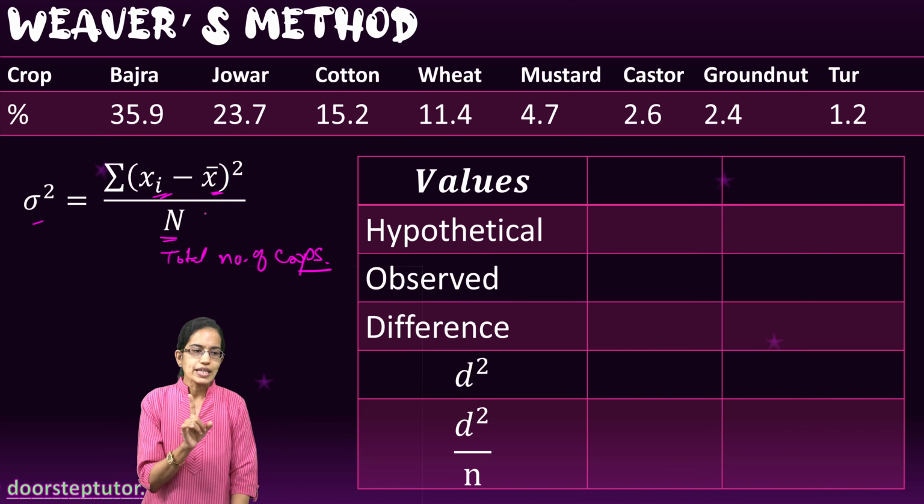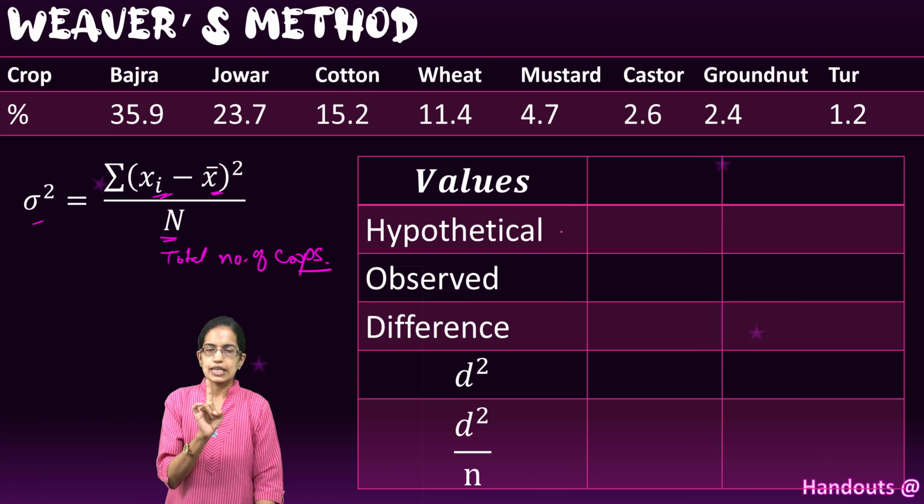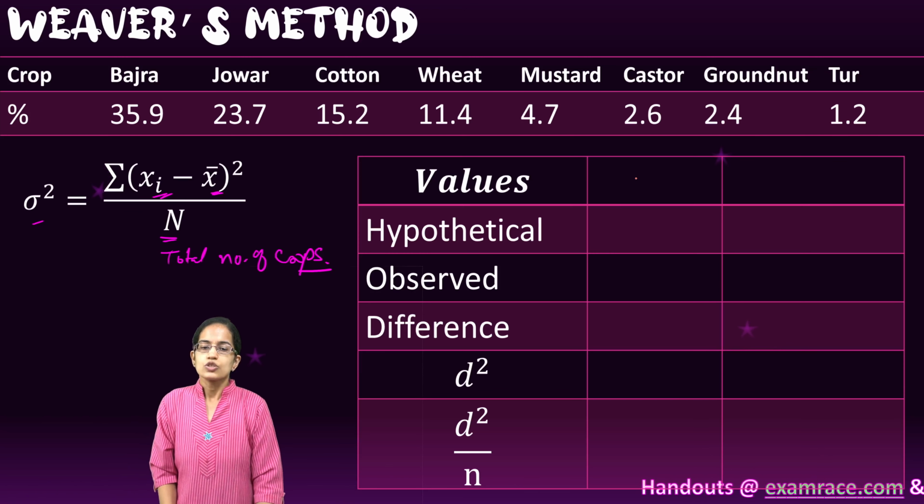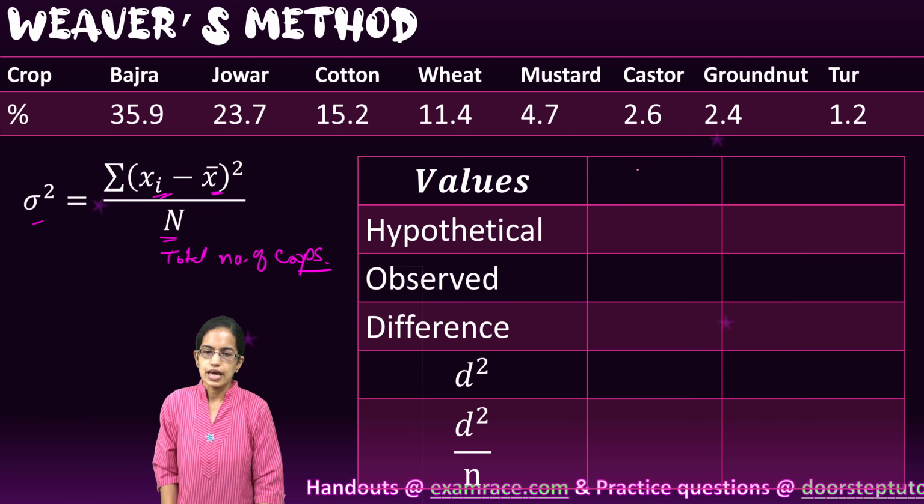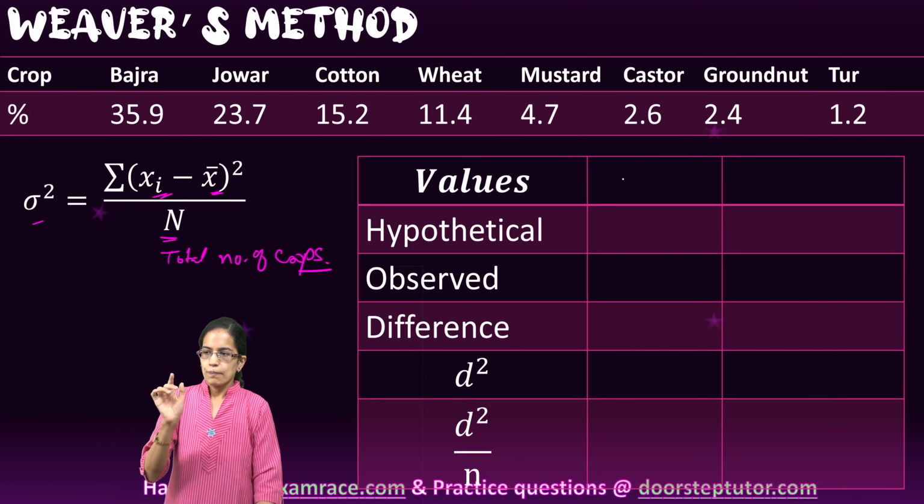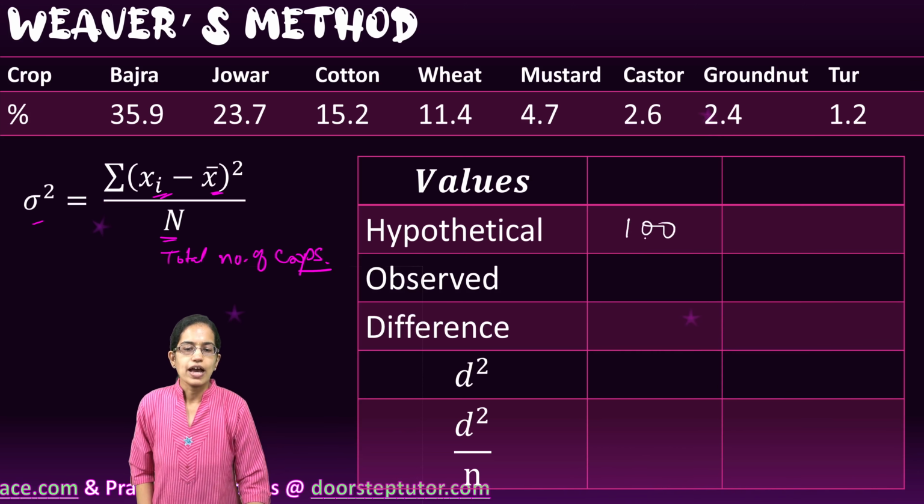When I say the hypothetical proportion, I would first take an example of a monoculture. When I take an example of monoculture, in this scenario I have bajra only as my monoculture crop. So my hypothetical value is 100.